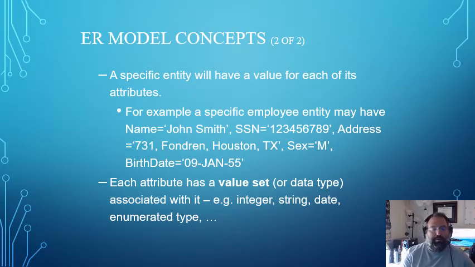Each attribute has a value set or data type associated with it. So they are expected to be of a particular type, and everything that is a given attribute is the same type. So there's no variation amongst the different records. So if it's an integer for one, it's an integer for all, and so on.